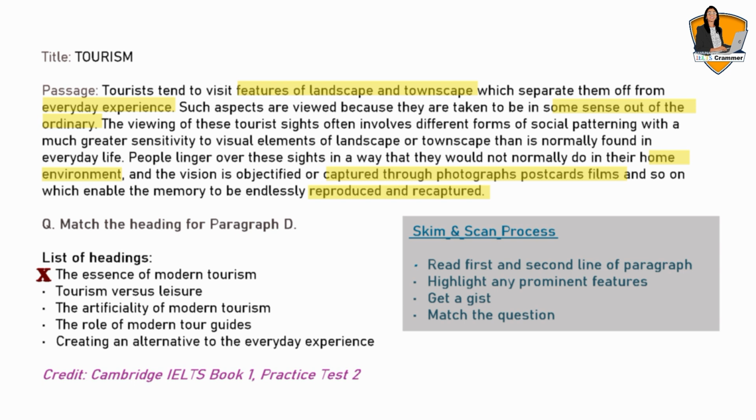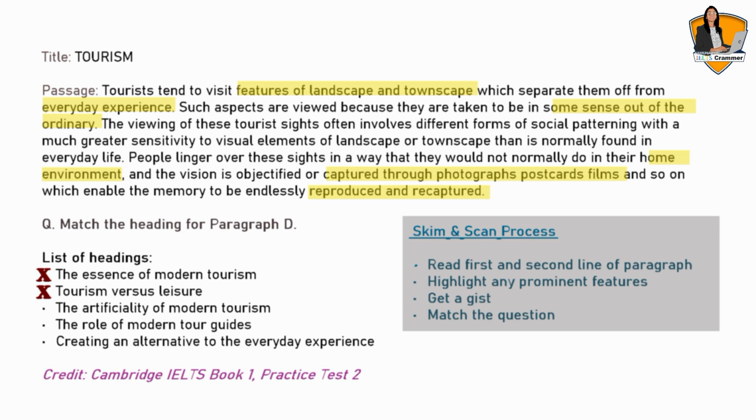Then the next one is tourism versus leisure. Here the keyword is versus leisure, so it is being compared or being just checked with leisure. Again, I'm going back to the passage and scanning it. Do I find anything about leisure in there? No, I don't. So again, I cut it off. This is not the answer. The third one, the artificiality of modern tourism. Now again, in the passage, are they saying anything about modern tourism? No, I can't see anything about modern tourism or anything about being artificial.